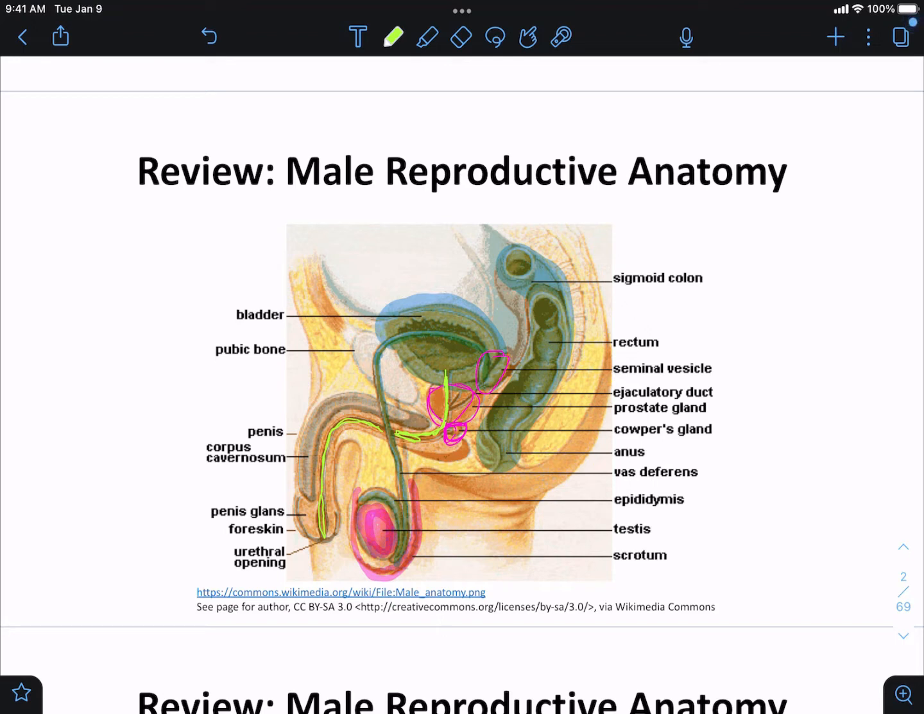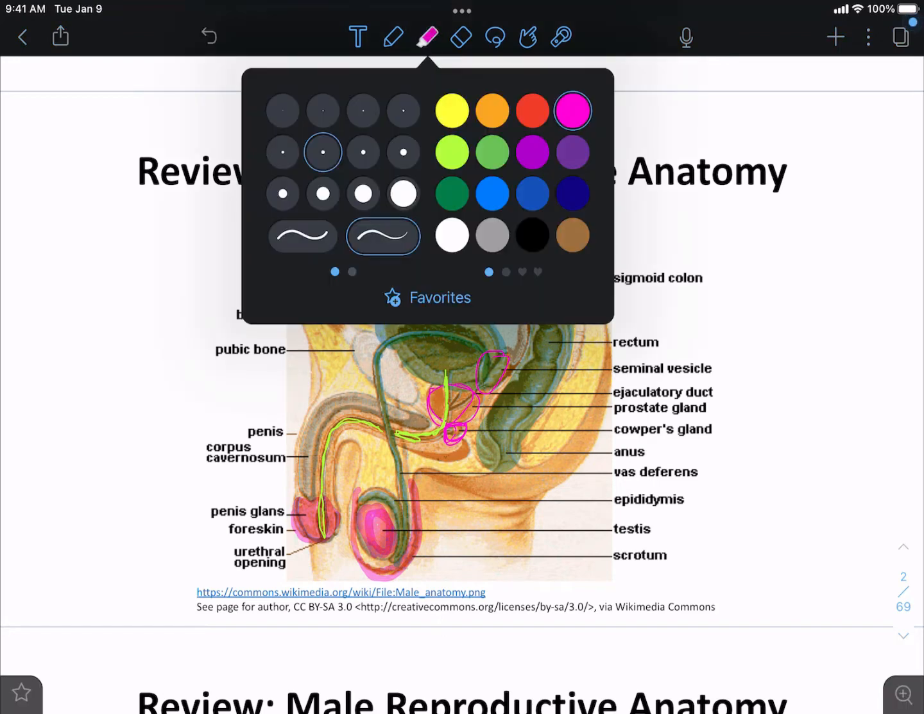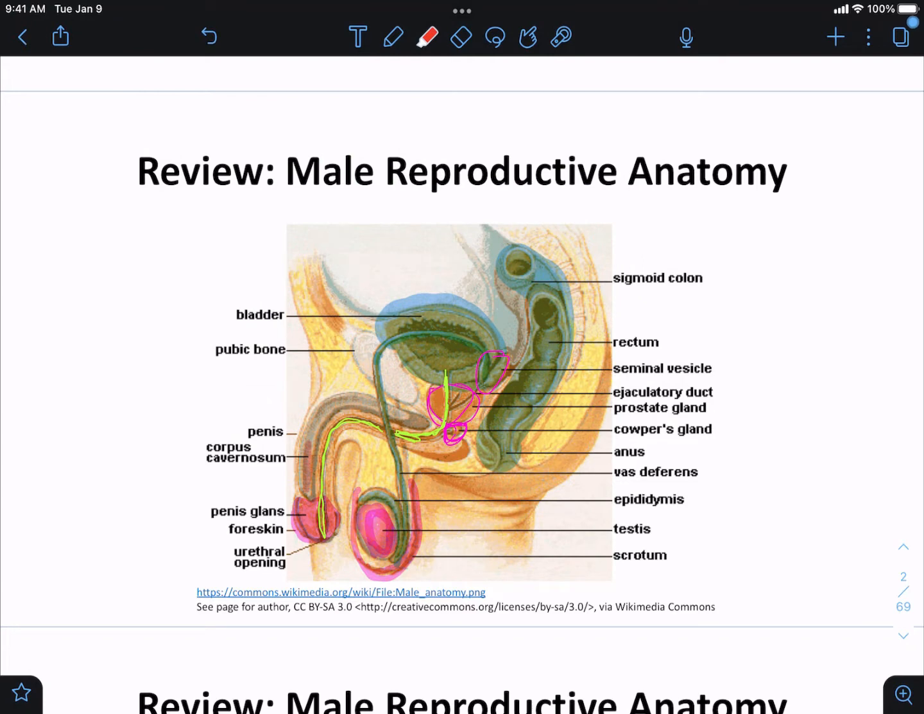If we take a look at the penis, then we have the glans of the penis. That's going to be the area right here at the beginning. This is the most sensitive area in terms of male sexual stimulation. And we have the corpus cavernosa, which is going to be right here.